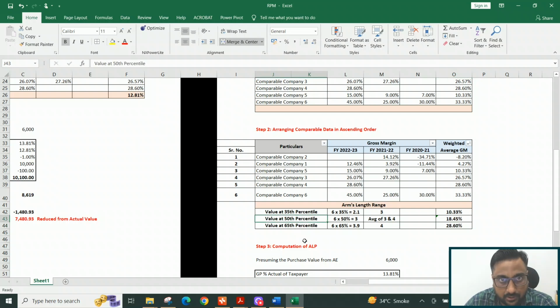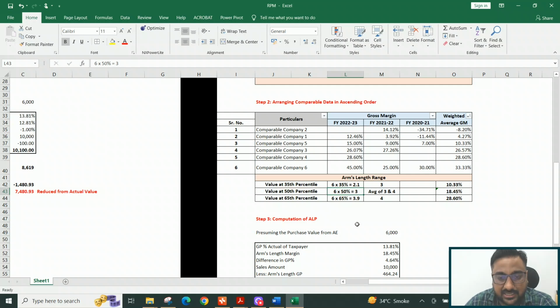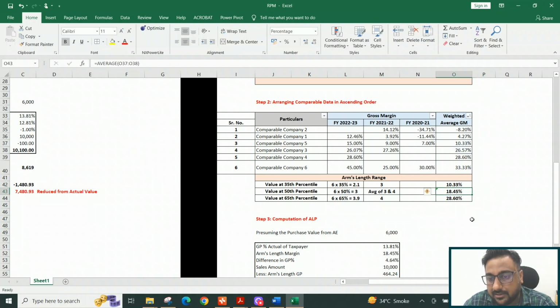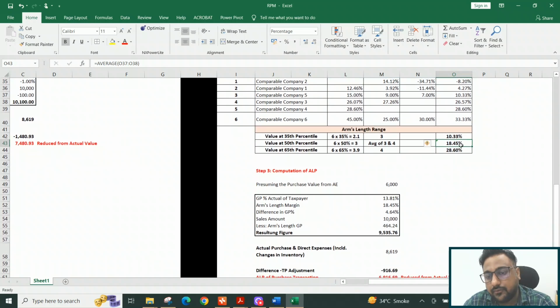Now as I know that my arm's length gross margin is not in the range, I'll have to compute the median also, right? For computing the median, if I do 6 into 50%, it gives me a whole number. What the provision says is that if there's a whole number here, then you have to average out that whole number value and the next value. So the values lying at the third number and the fourth number, I have to average out. I'll show you that. If I average these values, I'll get the median, which is 8.45.